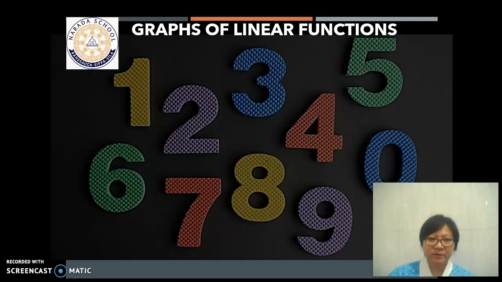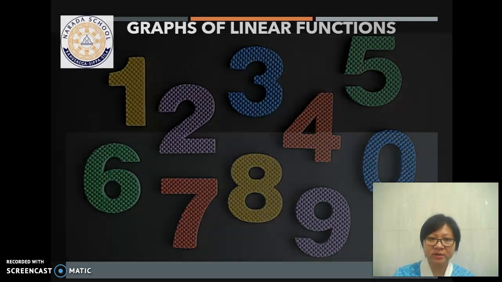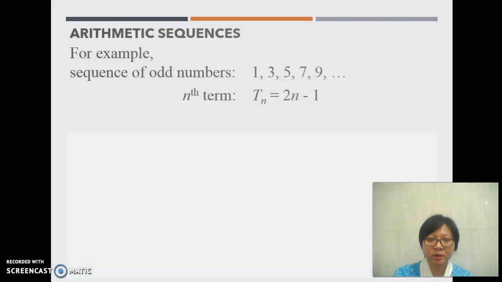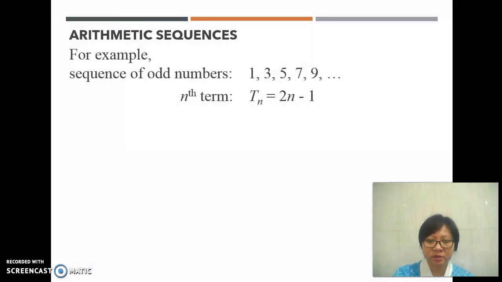Our lesson today is about graphs of linear functions. But before that, let's take a look at the previous lesson. You've learned about arithmetic sequences. Arithmetic sequences, also known as linear sequences or linear functions.